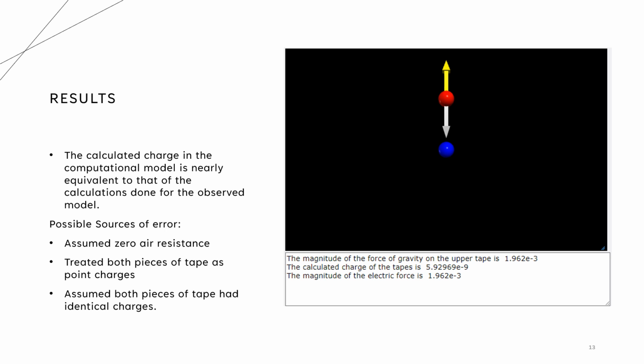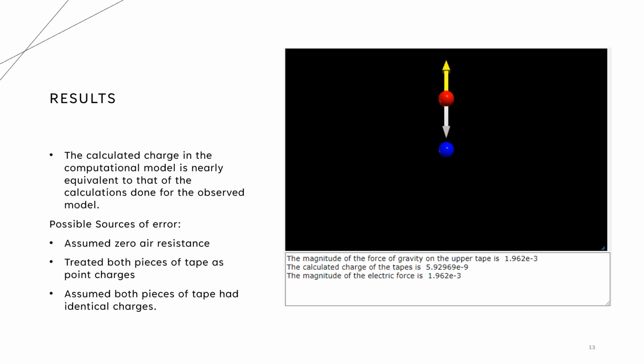Results. So the results of my lab was that the calculated charge in the computational model is nearly equivalent to that of the calculations done for the observed model. Some possible sources of error were that we assumed there was zero air resistance on the tape, and even though it is nearly zero, this still could have had some effect on it.